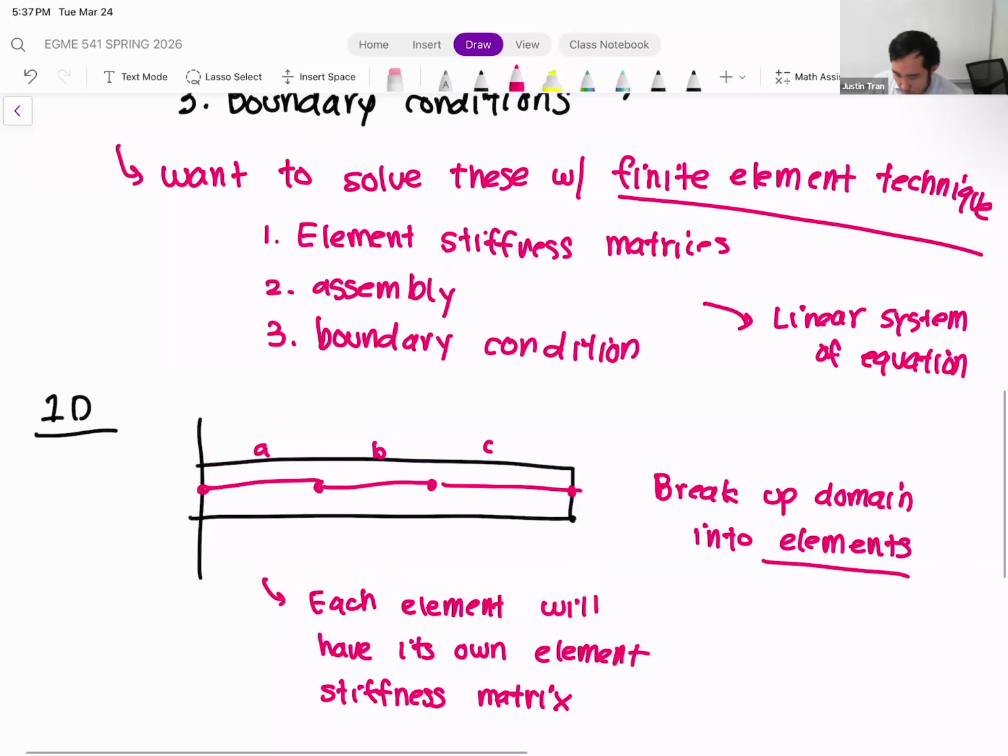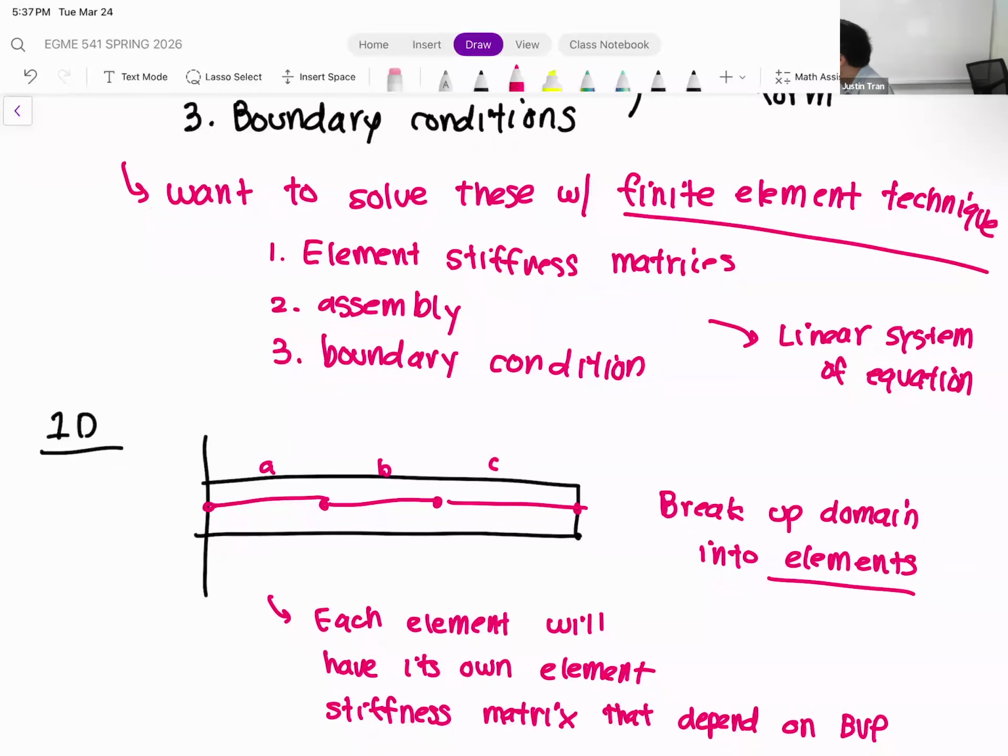Each element in our domain that we choose will have its own element stiffness matrix, where the values of the element stiffness matrix will depend on the underlying boundary value problem. So that's the main difference in terms of what we're doing now versus what we did before the midterm: the way that we compute the element stiffness matrices is going to be much different than before.